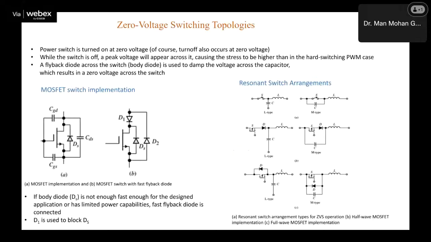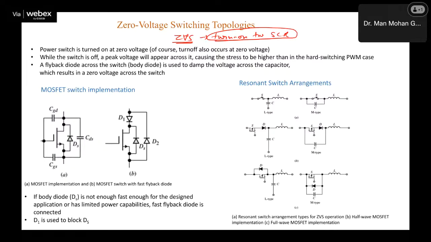Now another is the ZVS topologies. So ZVS topologies are basically used for turning on the thyristor, for turn on. The ZVS is to turn on the SCR, right? So power switch is turned on at zero voltage. When the switch is off, a peak voltage will appear across it, causing the switch loss to be higher than in hard switching. So how we do it?